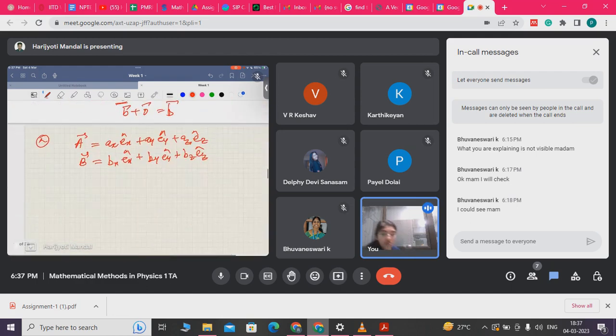As we have been told that AZ is equal to 0. AZ is equal to 0 means here they want to say that the coefficient of Z direction is 0. It doesn't mean only AZ is 0, it also means BZ is also 0. Okay, so it will become 0.